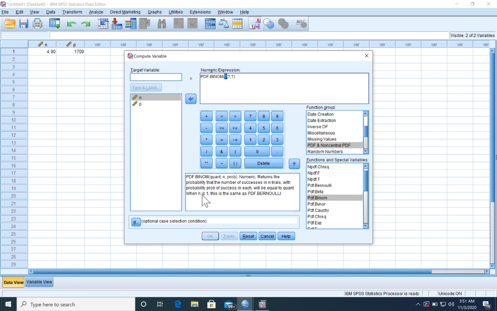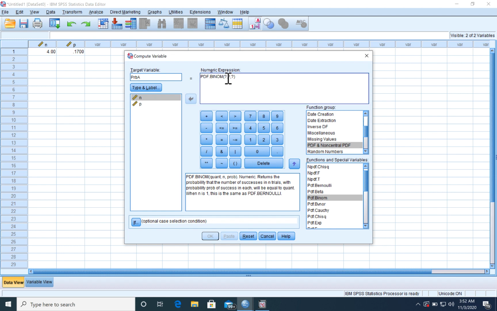Alright, so what we have here tells you what you need to input. The quantity is the value of x you're looking for. L is the number of trials, and PROB is the probability of success, what I called P. And you need to set a target variable here. So for the first computation, let's call it probability of A.